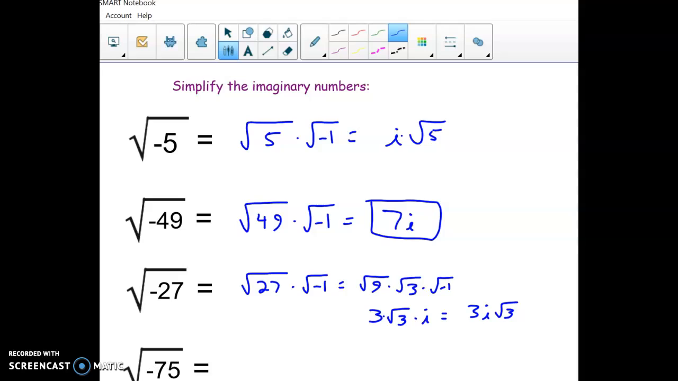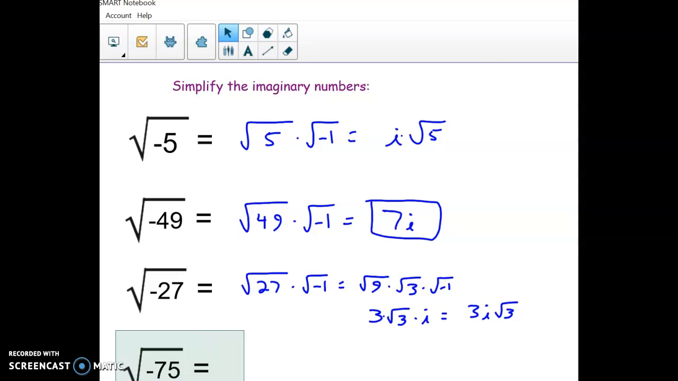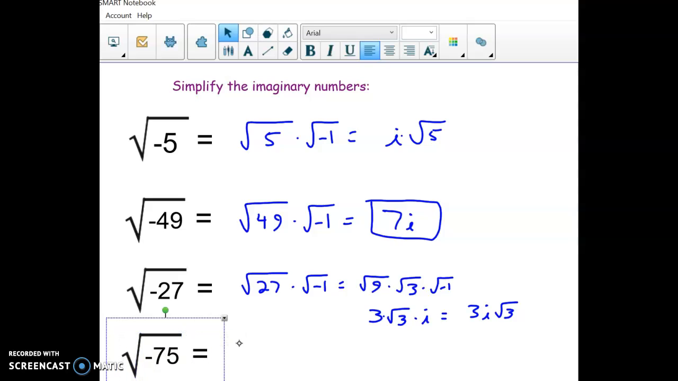All right, I got one more for you at the bottom. Give that a shot. See if you can reduce the square root of negative 75. Simplest radical form.